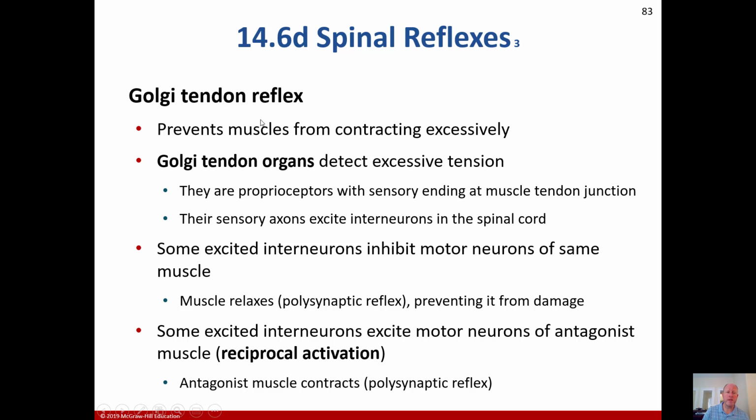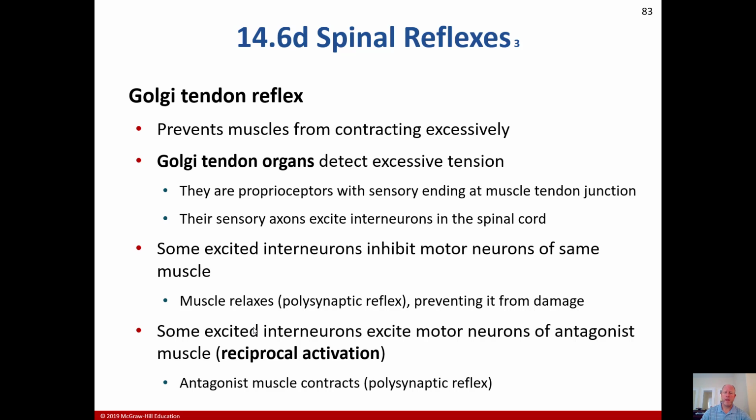And with the Golgi tendon reflex, they prevent muscles from contracting excessively. Golgi tendon organs detect excessive tension. They are proprioceptors, sensory endings at the muscle tendon junction. Their sensory axons excite interneurons in the spinal cord. Some excited interneurons inhibit motor neurons of the same muscle. The muscle relaxes in a polysynaptic reflex, preventing damage. Some excited interneurons excite motor neurons of the antagonist muscle, like in reciprocal activation, whereby the antagonist muscle contracts in a polysynaptic reflex.